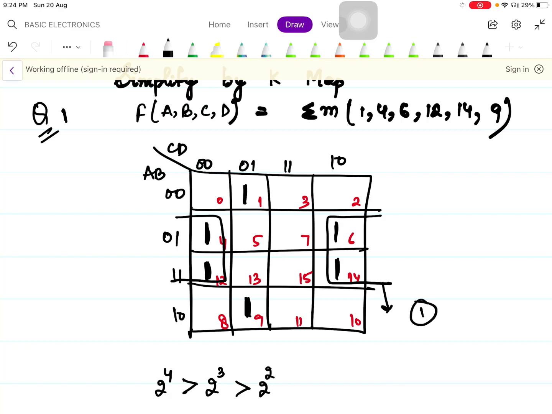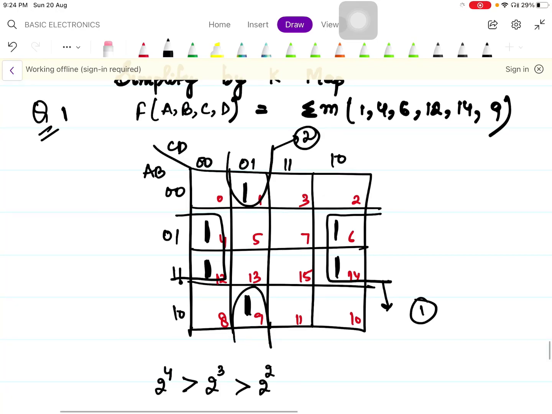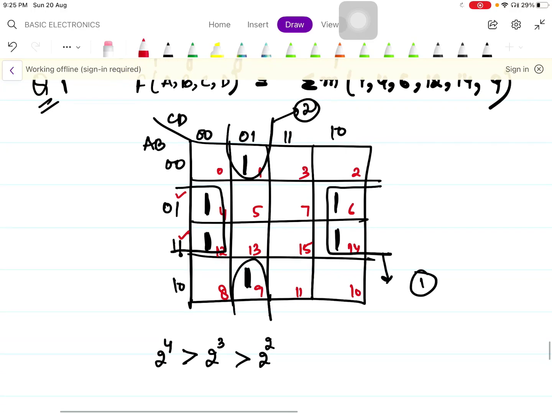Now we only have to bother about the ones which are left outside the group, that is 1 and 9, and we can easily see that a group of 2 can be made using both of them. So this is the second group. Now let us write down the answers. For the first group, if we go to AB, B is common in both the rows, as you can see. This one and this one belong to B, and as it is a 1, B is in its true form. So the answer from here is B.